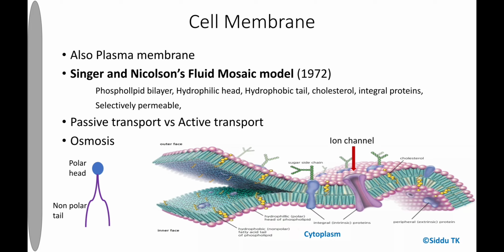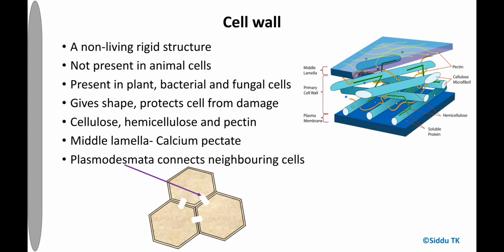The next layer is the cell wall. The cell wall is a non-living, rigid structure present outside the cell membrane of plant, fungi, and bacterial cells. Animal cells do not contain any cell wall. The cell wall is said to be rigid because it does not change its shape easily. The cell wall mainly gives shape to the cell. It is usually made up of cellulose, hemicellulose, and pectin molecules.